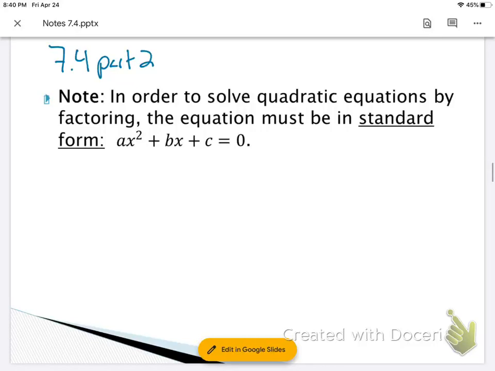Okay, we're going back to chapter 7.4, part 2 today. In order to solve quadratic equations by factoring, the equation must be in standard form. Remember, standard form is ax squared plus bx plus c. So that today we're going to have to factor before we can solve.